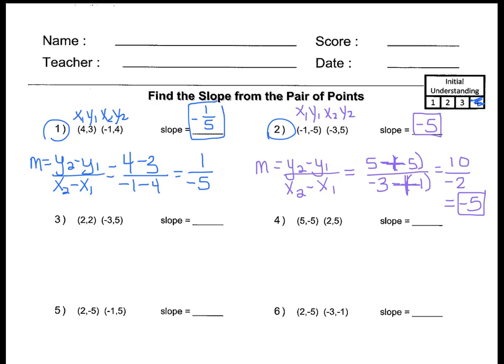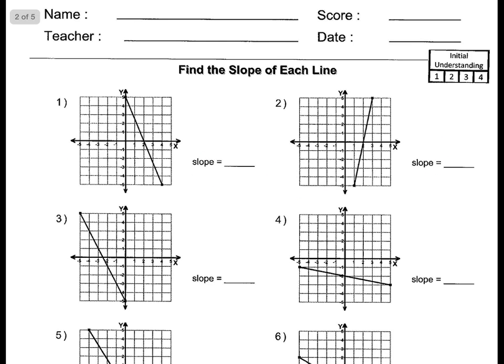Let's go to page 2. Okay, so page 2, we're going to find the slope of each line. Now, first things first, pick your initial understanding. I am a 4. I can teach it to others. Okay, so here we're given a line, and we want to find our slope. We're going to use slope equals rise over the run.